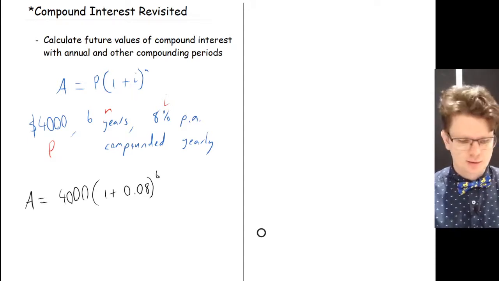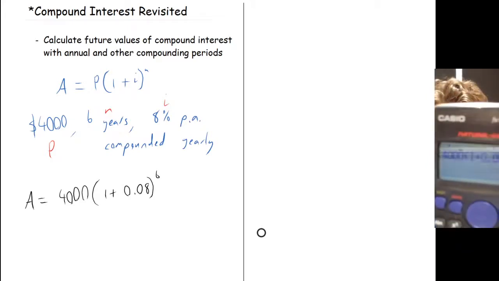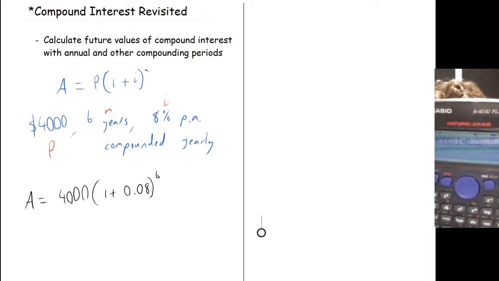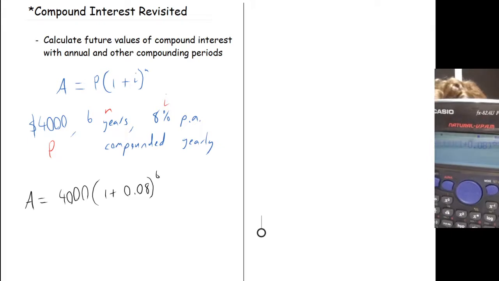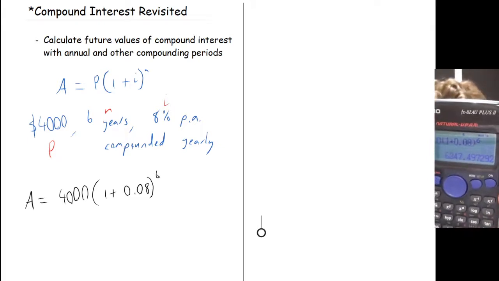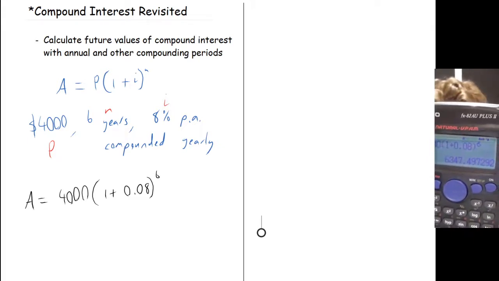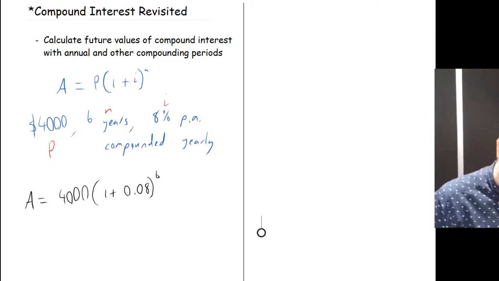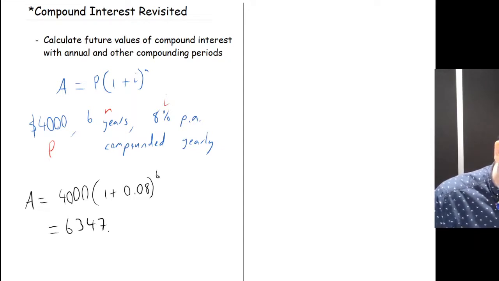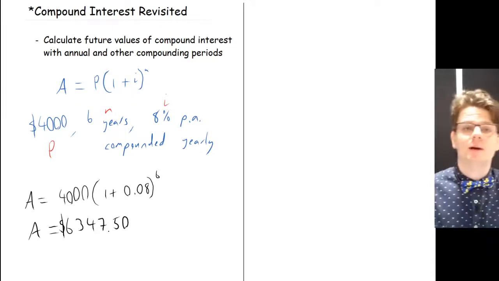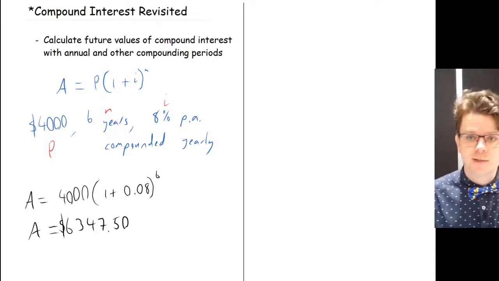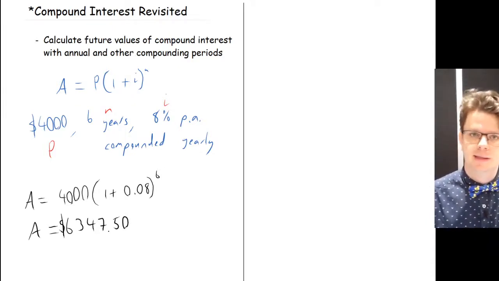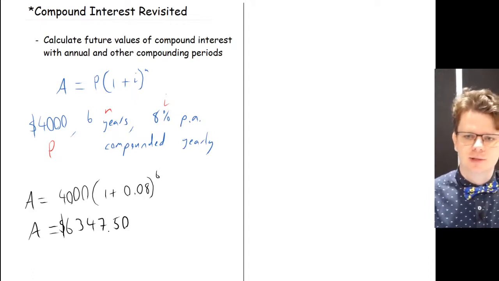So that's what it looks like in my calculator. And there's my final answer. $6,347, and if I round it up, 50 cents. And so, if I invested $4,000 for 6 years at 8% compounded yearly, I would end up with that much money.